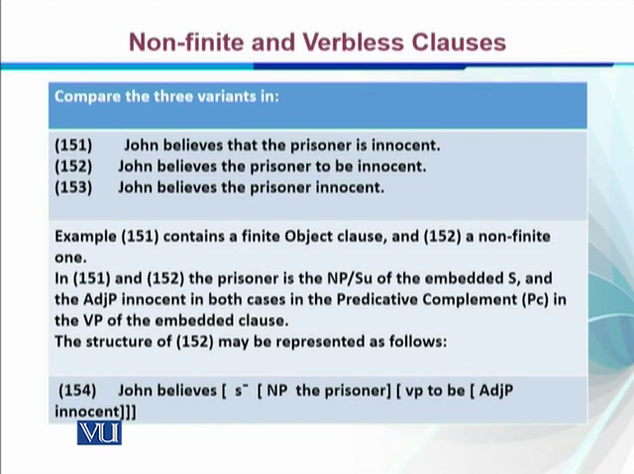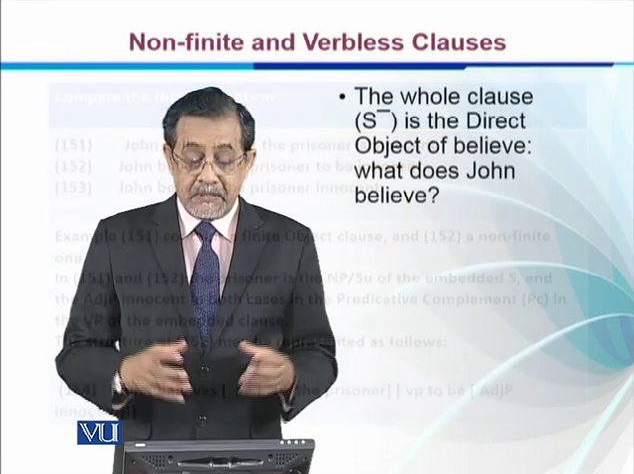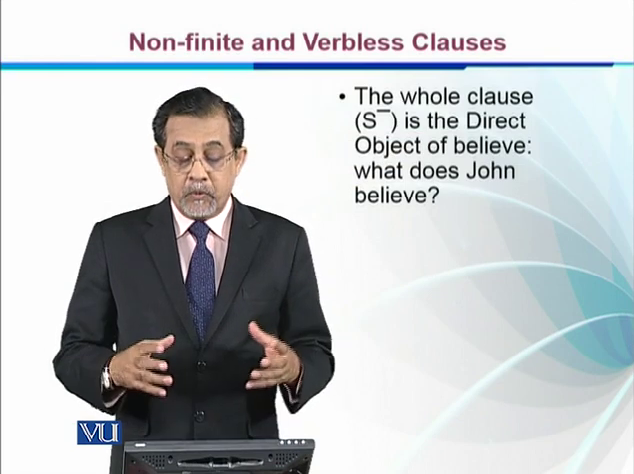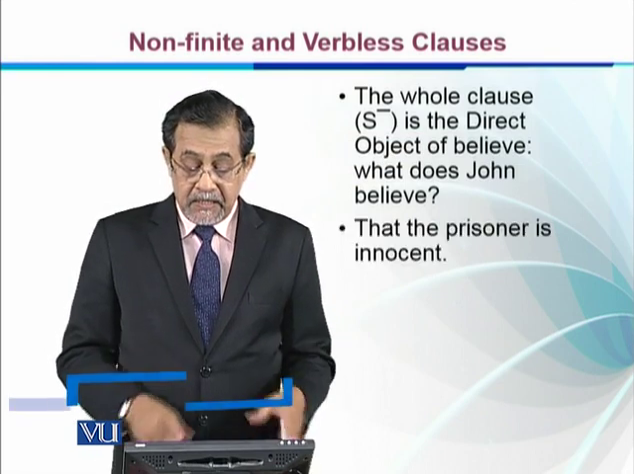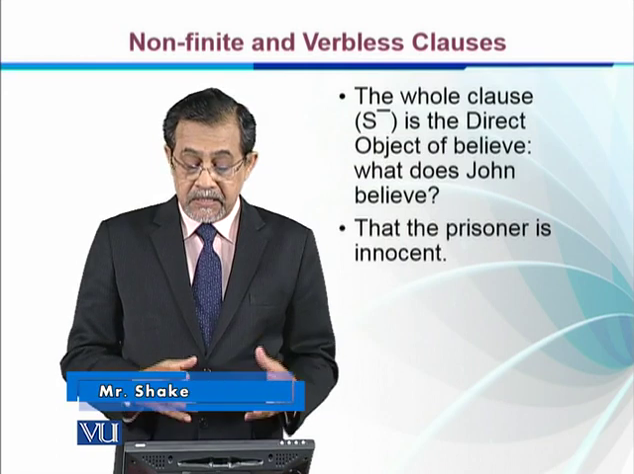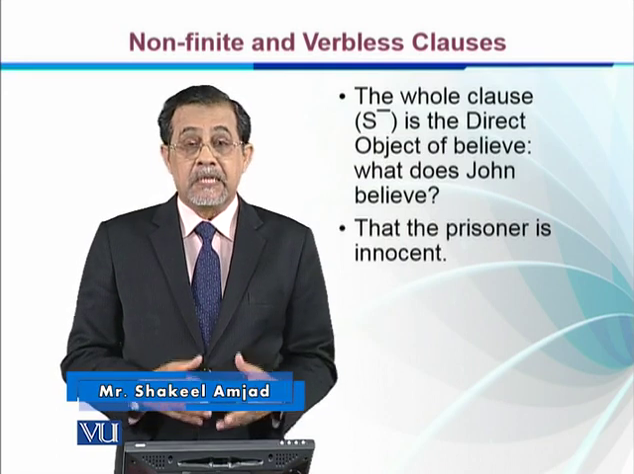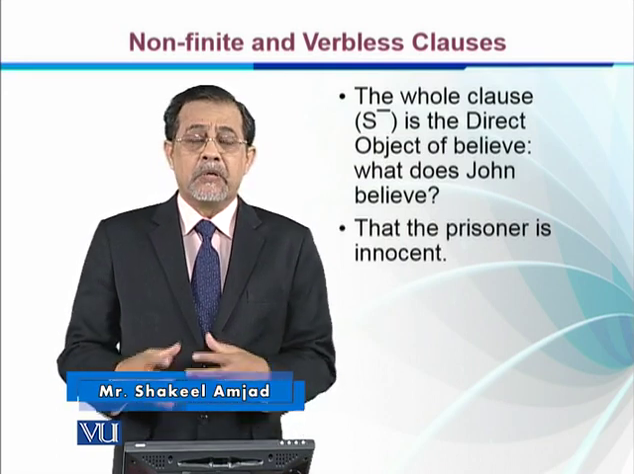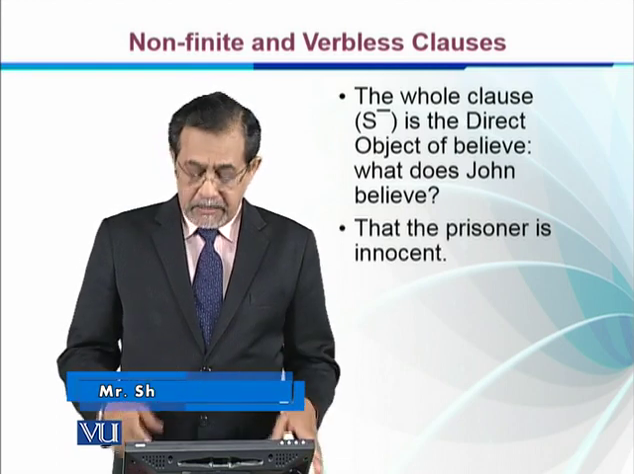And we can have the structure in brackets: John believes, and we have sentence bar, noun phrase the prisoner, verb phrase to be, and adjective phrase innocent. So the whole clause S bar is the direct object of believe. What does John believe? That the prisoner is innocent, or the prisoner to be innocent, or the prisoner innocent. So in all the cases, it is a direct object.